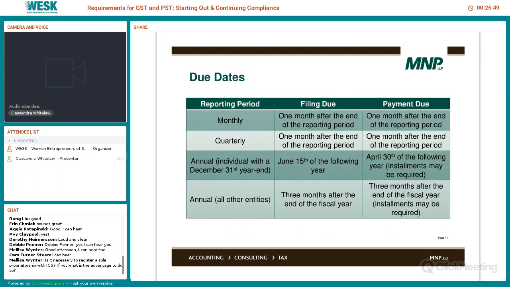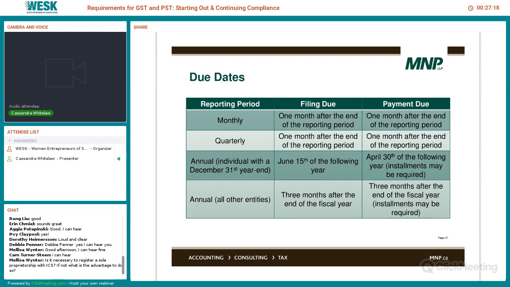So when do you need to file? For monthly and quarterly filers, the GST return and the payment are both due a month after the end of the reporting period. For sole proprietors who are annual filers, so these are going to be individuals with a December 31st year end, the GST return and the payment are due at the same time as your taxes. So this means that the tax return is due on June 15th, but the payment is due on April 30th.